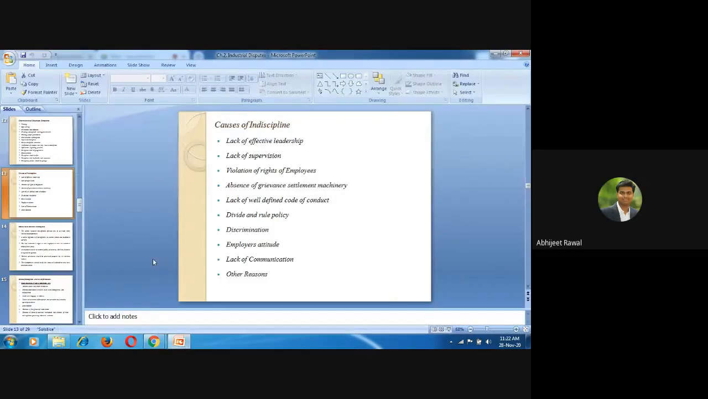Yes, sir. Okay. So supervision is important. In discipline, if supervision is not done in a proper way, the employees are not forced to do their work. If they have not maintained discipline, if there's no proper supervision from a supervisor, there will be indiscipline in an organization. Then there's a violation of the rights of employees.